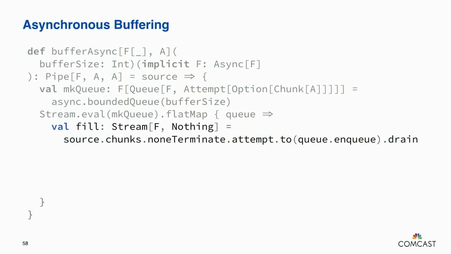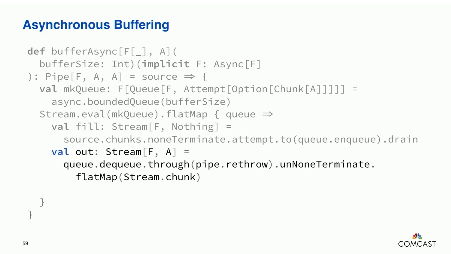We have this attempt thing that tells us about errors that occur, and then we write it all to a queue. And then we drain the queue. We say we're going to write the things to the queue, but we don't care about any output of that. The whole point of doing this is just getting them into a queue. And so what we end up with is a stream that has no output, right? Its output type is nothing.